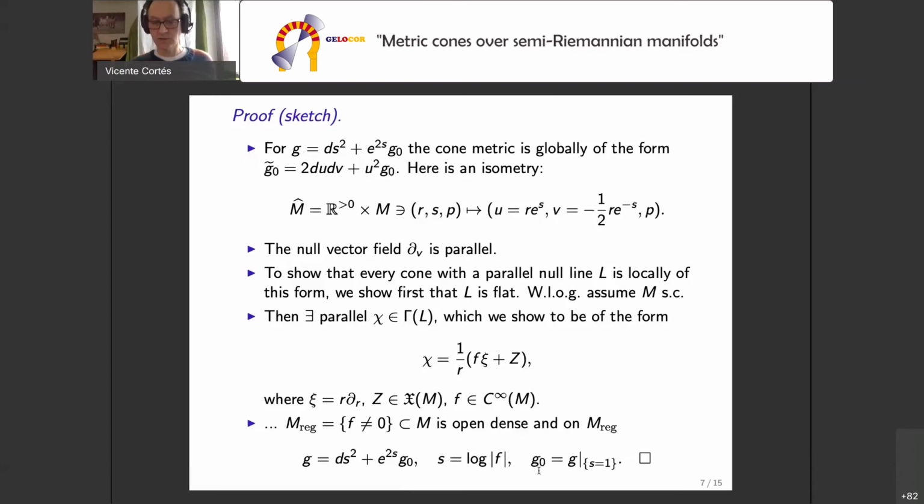And g0 is a metric on the level set s equal 1, the restriction of the metric g to the level set s equal 1. So in this way, we obtain this normal form. So we really start from this parallel line and decompose a parallel section of this line into some components, and then from this function f, basically we extract the warping function in the expression for the metric.